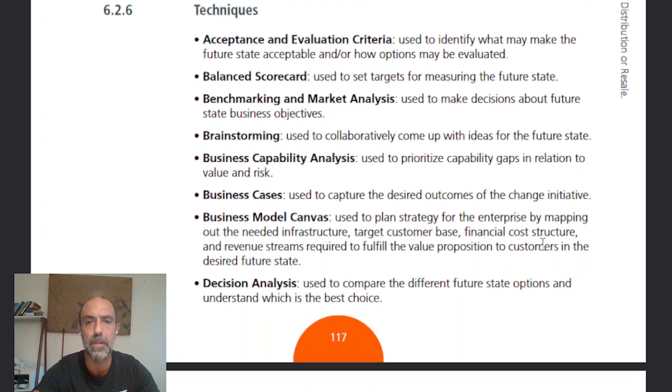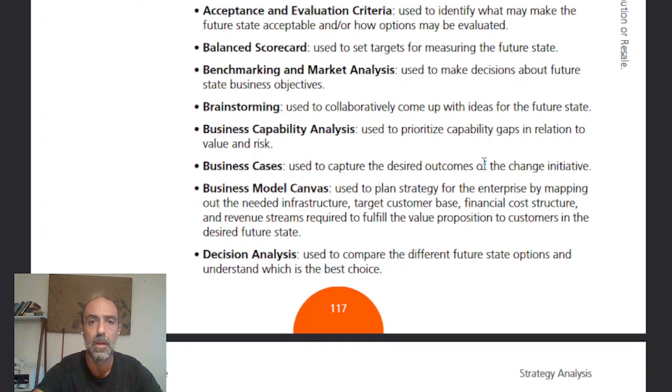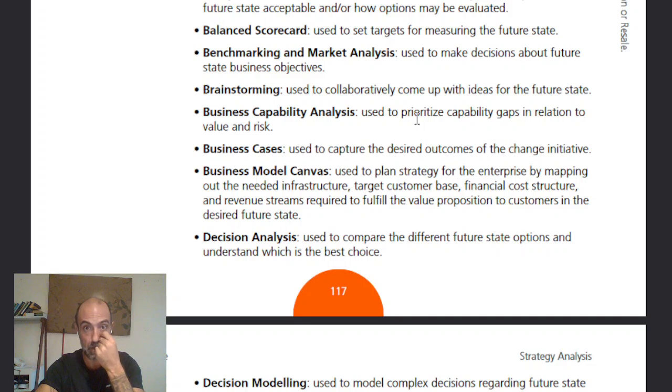Acceptance and evaluation criteria. All right, I'm going to start assuming that you know the details in between. Acceptance and evaluation criteria is where we're evaluating what we have and seeing does this work, does this not work. A balanced scorecard sets targets for measuring the future state. It is basically where we are now and where we were when we started. Benchmarking, the market analysis used to make decisions about future state objectives.